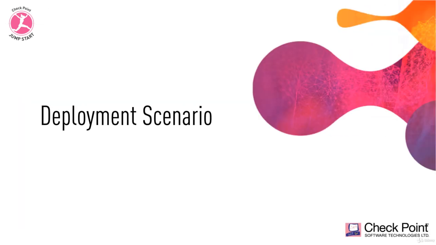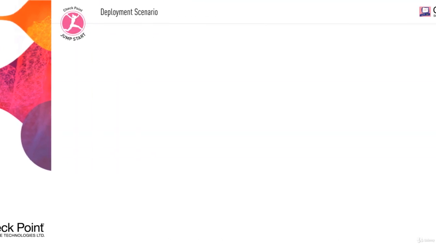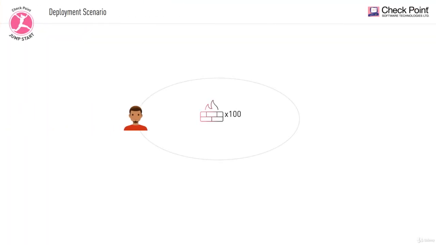Let's look at the following scenario and see how we can accommodate its requirements. Bob, a security administrator, is in charge of maintaining an environment of 100 gateways. He would like to upgrade only 50 gateways and clusters from R80.30 to R80.40 and deploy the latest Jumbo hotfix to all machines after their upgrade.